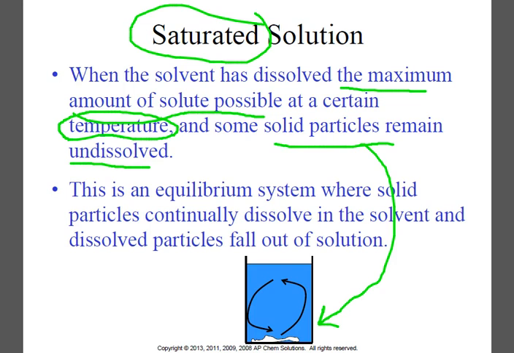Once a solution becomes saturated, it is an equilibrium system. And remember, in equilibrium, the process is moving in forward and reverse. So some of this solid is dissolving, and then some of the dissolved solute is forming solid. The amount right here stays the same, right? In equilibrium, your concentrations don't change, but the rate is equal going in and out of solution.